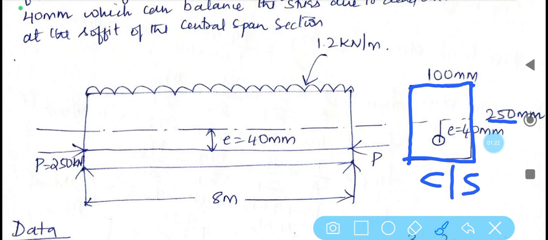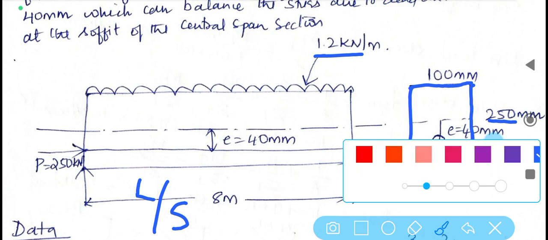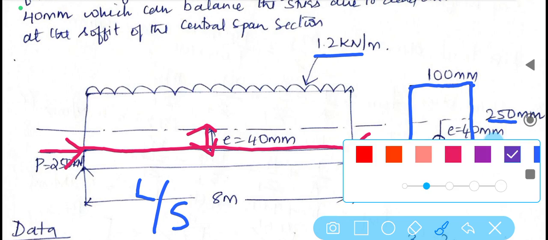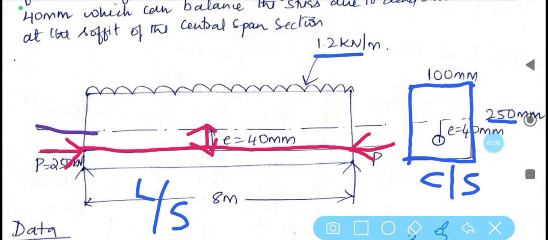So let us understand the longitudinal section. It is having the length of 8 meters and the beam carries a live load of 1.2 kilonewton per meter, and it is pre-stressed by a cable which is having the pre-stressing force of 250 kilonewton, located at an eccentricity of 40 mm. We have to note it importantly that the eccentricity always is to be drawn with respect to the centroidal axis.